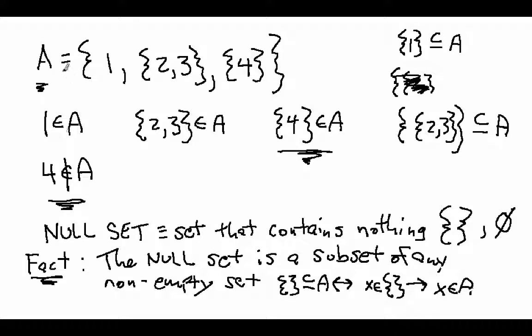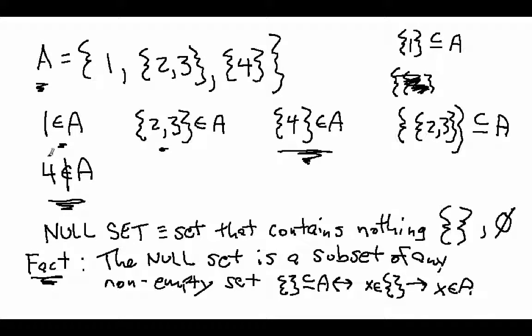Certainly the integer 1 is an element of the set. This is a true statement. And over here, the set {2, 3} is an element of A. That is true. And I also note here that the set {4} is an element of A. Now, these are all true statements, but I want you to note that the integer 4 is not an element of A. The set containing the integer 4 is an element of A. So this is a very important distinction for you all to understand, okay?